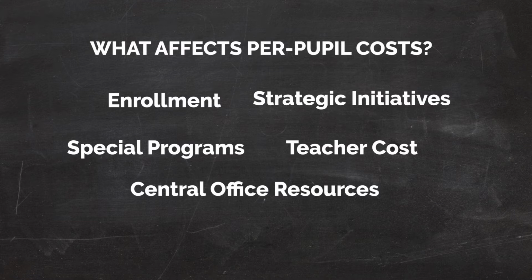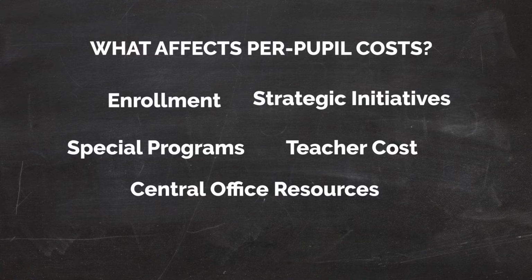Probably the two largest have to do with the enrollment, the school size, the number of students at the school, and the teacher cost. In addition to that, you're going to see special programs, strategic initiatives, and central office resources that are ultimately allocated or appropriated to schools affect the per pupil cost of the school.